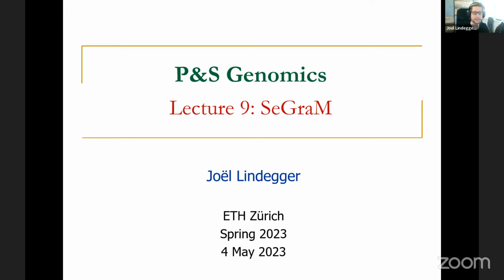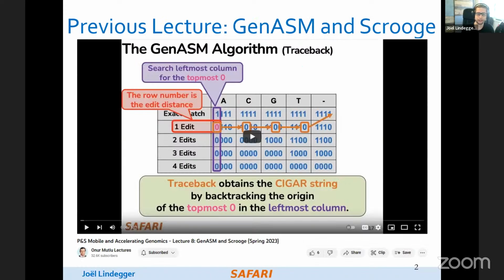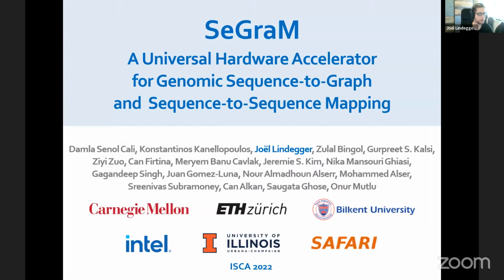We'll be looking at SeGraM today. If you recall, in the last lecture, we looked at GNASM and Scrooge. The GNASM algorithm was this bit vector-based dynamic programming algorithm, and it included a GNASM Accelerator, and we looked at Scrooge, which made it targeted multiple platforms instead of just an ASIC, and it made several efficiency improvements to the algorithm. Now, today we're going to look at this SeGraM work, which I'm third author of.